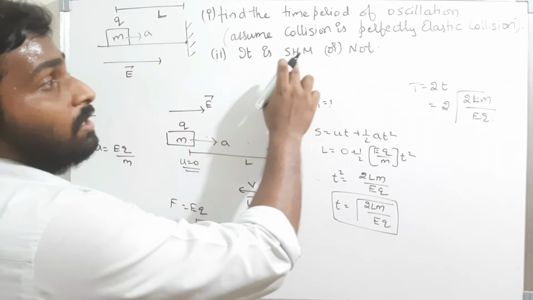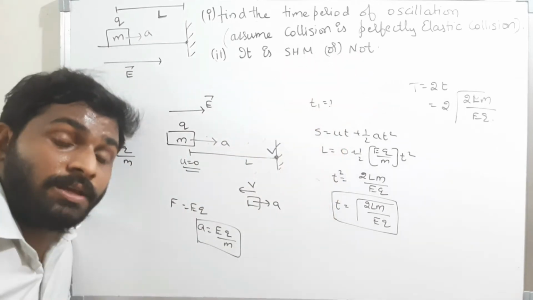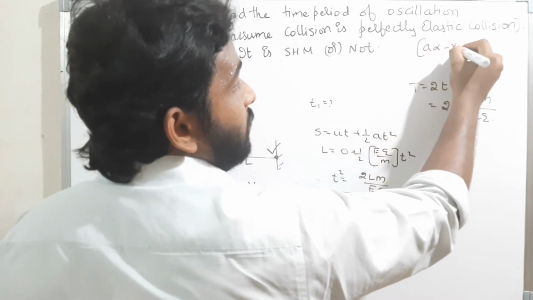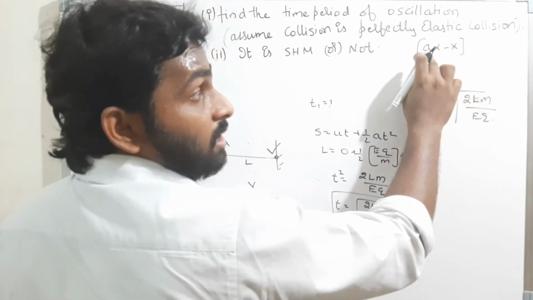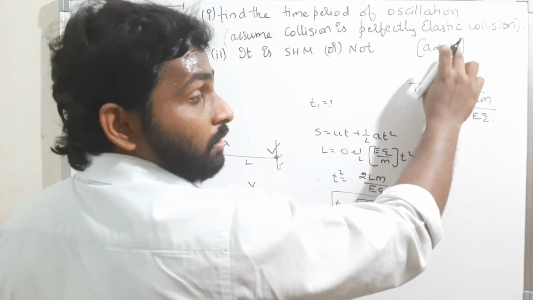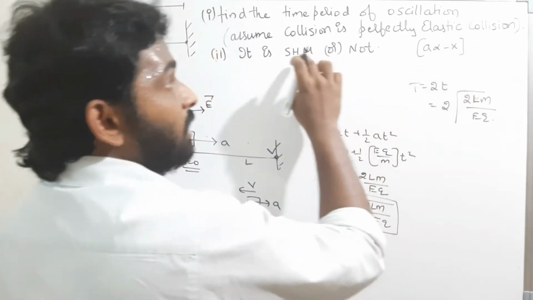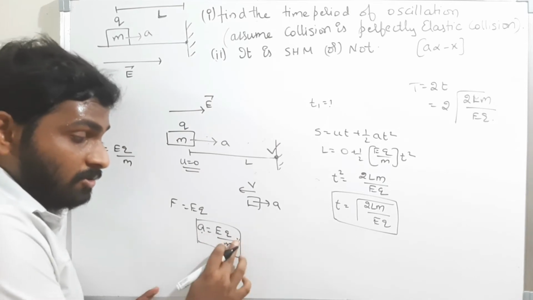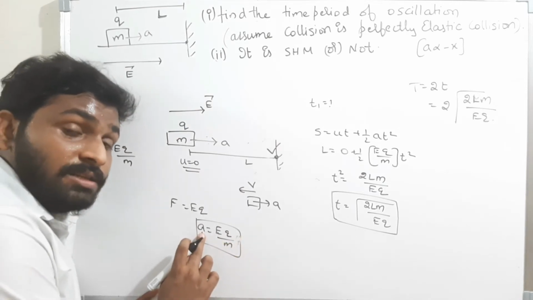Now they told us to find whether it is SHM or not. What is the condition for the SHM? The condition for the SHM is that acceleration must be directly proportional to minus of displacement. When this is satisfied, then only it is a SHM. But here, the acceleration is independent of x. There is no x term here. Therefore, the acceleration is independent of x.